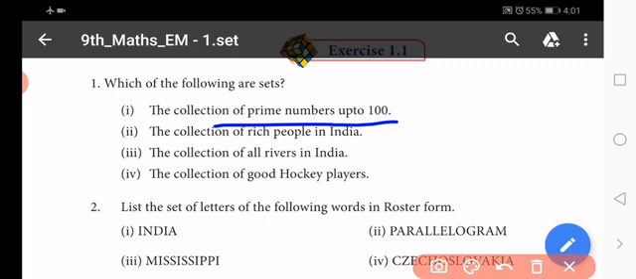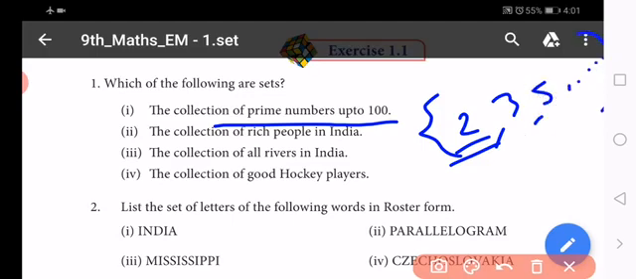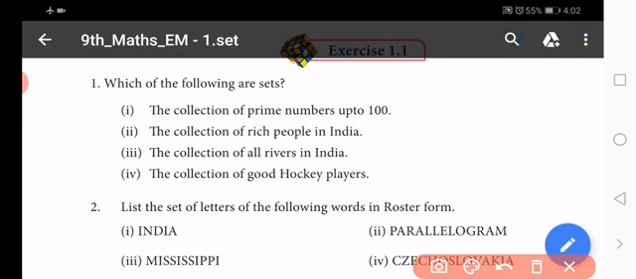What is the first prime number? A natural number. 1 or 2? It starts from 2, because 1 is neither prime nor composite. So the first prime number, and the first even prime number also, is 2, then 3, 5, etc. These are the prime numbers up to 100. So the collection of prime numbers is a well-defined collection of objects: 2, 3, 5 and so on. So the collection of prime numbers up to 100 represents a set. The first one is a set.